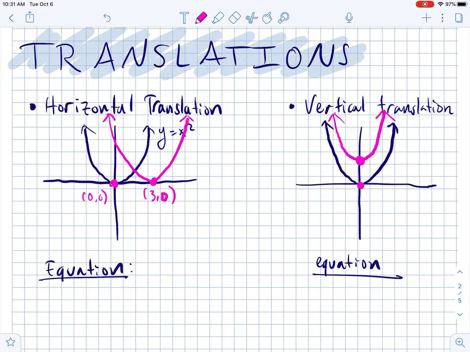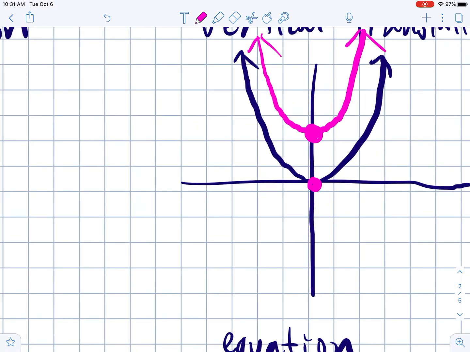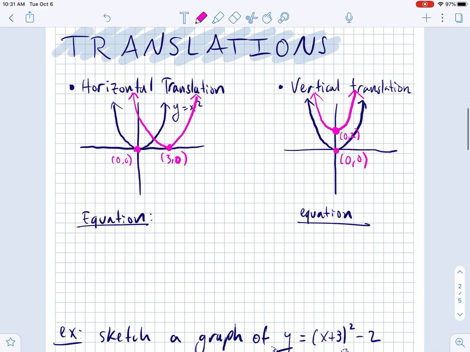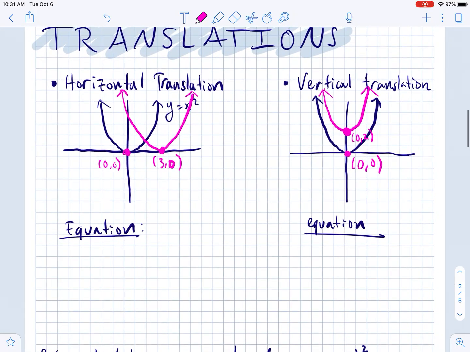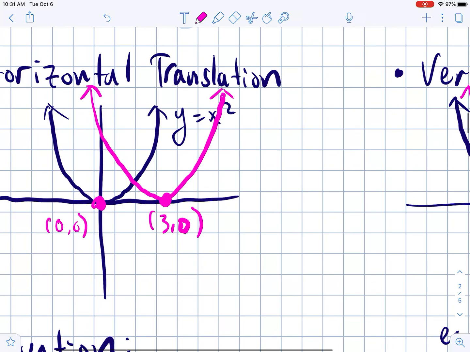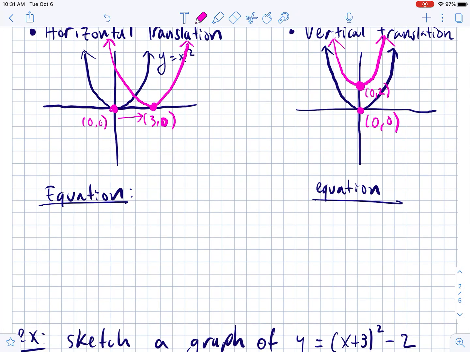It would still have the same shape, but this point would be 0, 2. You know, it used to be 0, 0, but it got shifted up 2. Now, the interesting part of these translations is what the actual equations are. Now, notice how this parabola got shifted to the right 3 units.